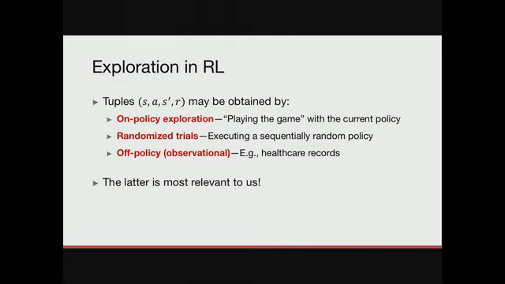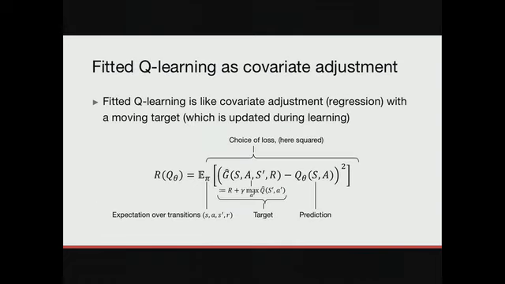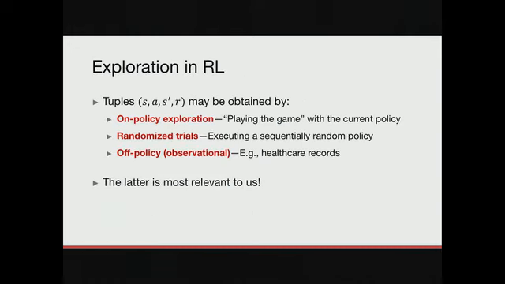So if we look back at this, this thing here relies on having tuples of transitions: the state, the action, the next state, and the reward that I got. So I have to somehow observe those. And I can obtain them in various ways.